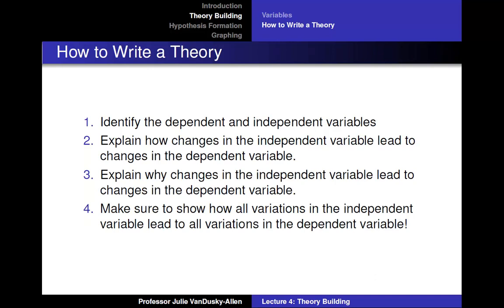Now I'm going to show you how to write a theory. First, make sure you have properly identified your dependent and independent variables. Then describe how changes in the independent variable lead to changes in the dependent variable. Make sure to explain why changes in the independent variable lead to changes in the dependent variable. Within your discussion, make sure to show how all the possible variations in the independent variable lead to all the possible variations in the dependent variable.